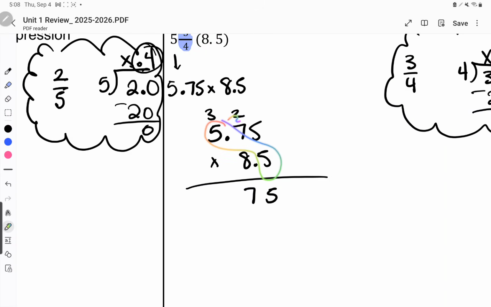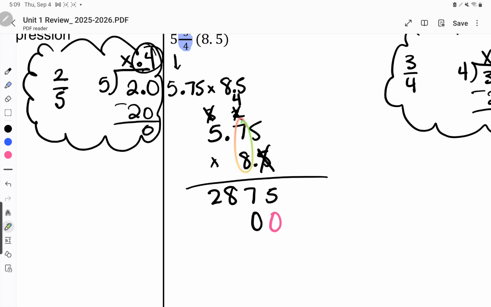5 times 5. 5 times 5 is 25. Plus the 3 that's up here at the top gives us 28. Cross that off because we finished. And then we're on our next row, so we add a 0. Now we have 5 times 8. 5 times 8 is 40, so we write down a 0, and we carry our 4.